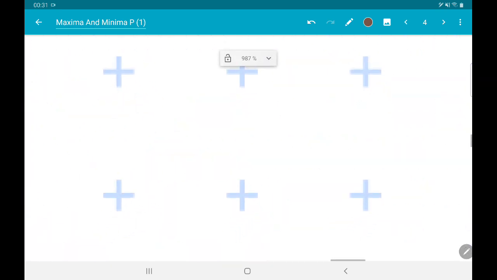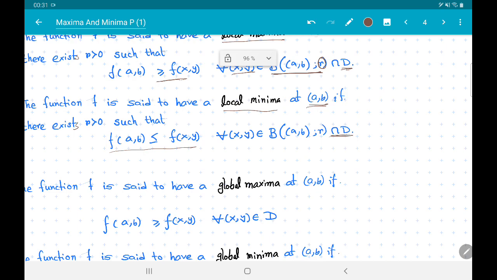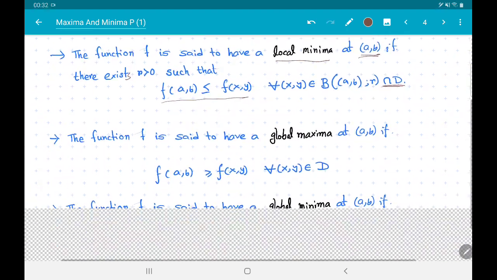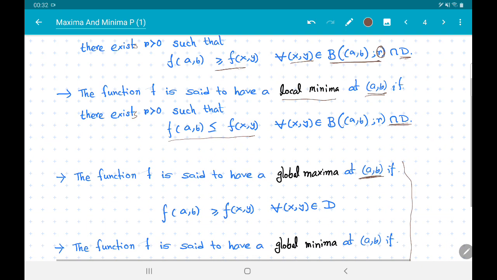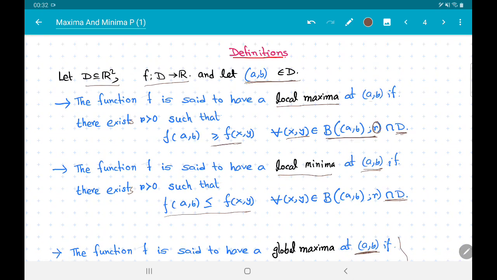So there are two definitions that you may have seen in your one variable calculus. They are called global maxima and global minima. So what is a global maxima? So f is said to have a global maxima at the point (a, b) if the following happens. f(a, b) is bigger than or equal to f(x, y) for all (x, y) in the set D, and it is said to have a global minima at (a, b) if f(a, b) is less than or equal to f(x, y). So we are not going to talk much about global maxima and global minima. We are only going to concentrate on local maxima and local minima of a function.